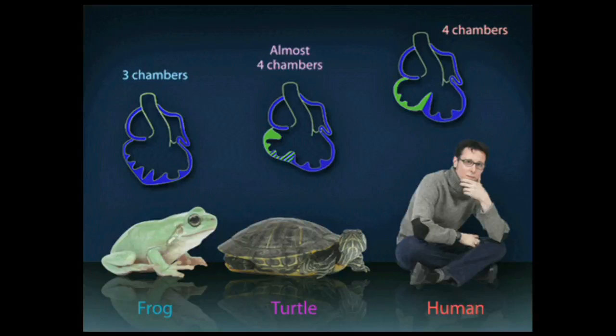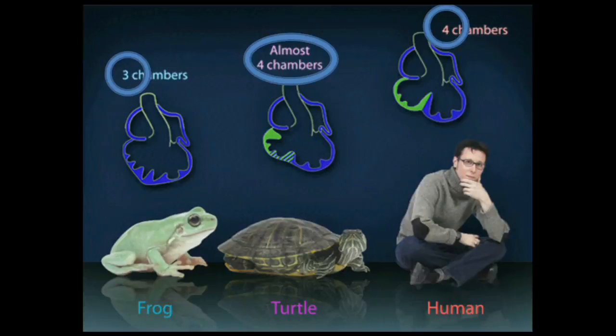Now if we go for an amphibian, we have a 3-chambered heart. If we go for a turtle or a reptile, we have an almost 4-chambered heart, as we have said that it is a 3.5 chambered heart. Now if we go for a human or a mammal or a bird, it is a typical 4-chambered heart.